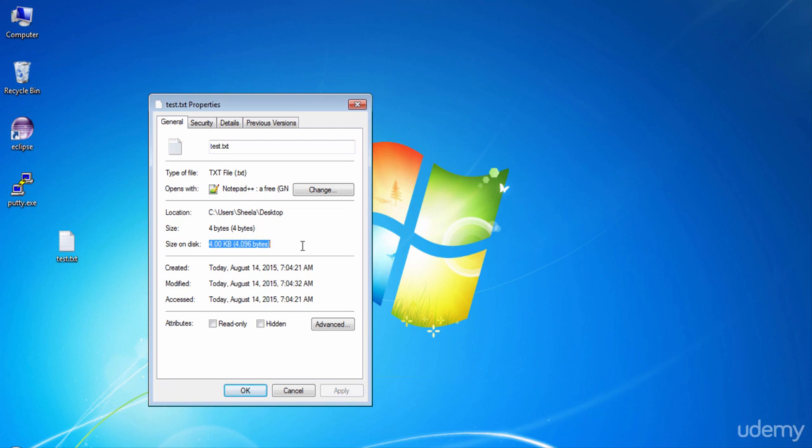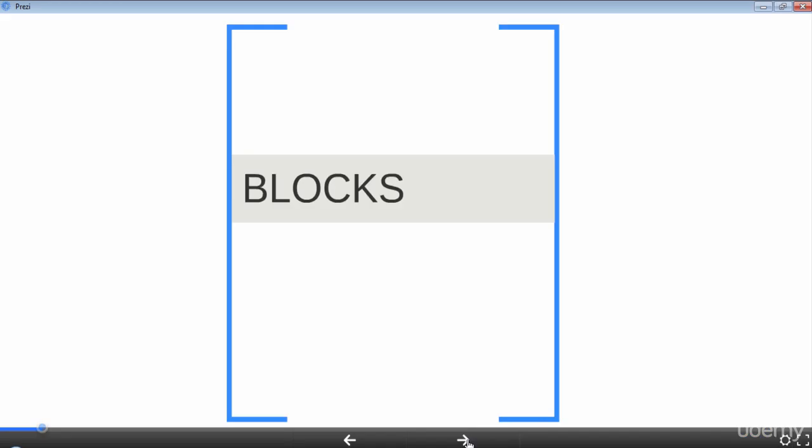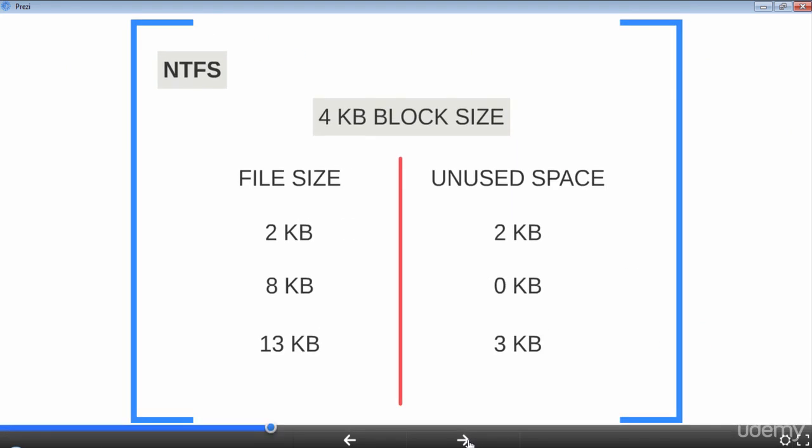Because 4 KB is the block size or cluster size of the operating system in my laptop, which is NTFS. So 4 KB or multiples of 4 KB is the minimum amount of space that the file system will assign to a file. So if the file size is 2 KB, it will still take up 4 KB on disk, leaving the 2 KB unused, and this 2 KB cannot be reused for anything else, leaving them unused forever.